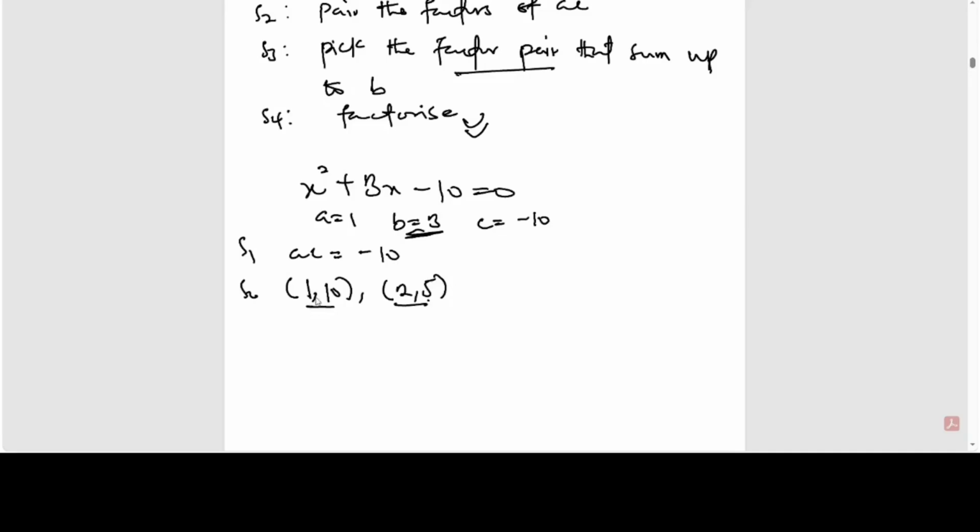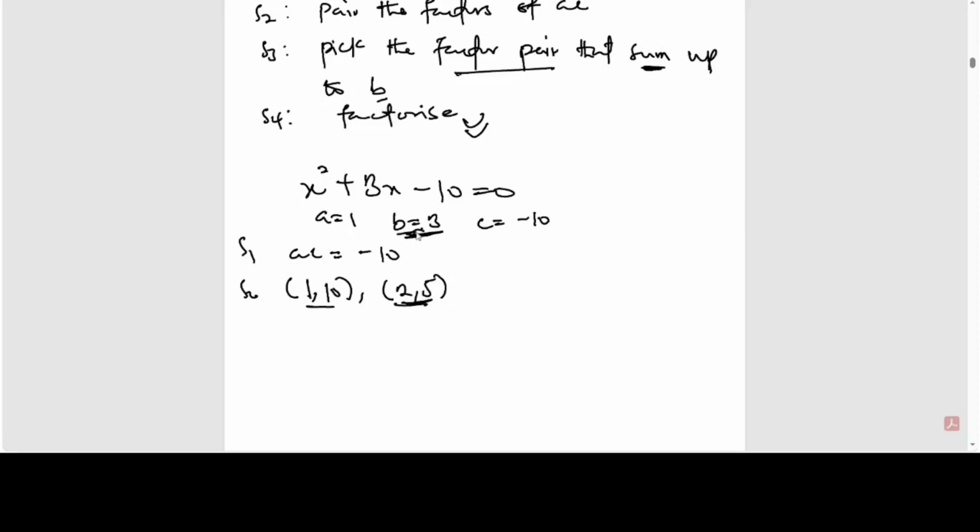So we want to find out, is it possible to manipulate 1 and 10 by either adding or subtracting one from the other to get 3? If it's possible, we use that. If it's not possible, then we check the other one, 2 and 5, right? So is it possible to combine 2 and 5 by using an operation sign to get 3? Can we add 2 and 5, or maybe subtract one from the other, to get 3? That's why step 3 says pick the factor pair that sums up. Sum up means that we add them or we subtract them one from the other, and then the result will give us B.